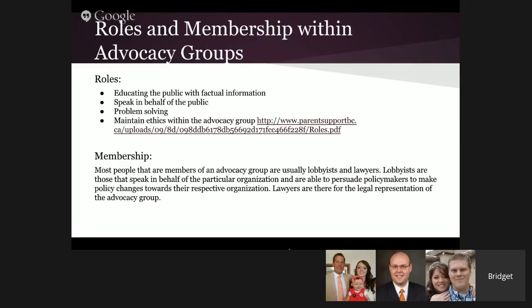With lobbyists, they go to a big meeting in the government and try to advocate for the specific organization that they are speaking on behalf of, and persuade those policymakers to vote in favor of something that is beneficial to their particular organization. They go with a plan to this big meeting and hope to gain acceptance in favor of their organization and whatever policy they're trying to get accepted.